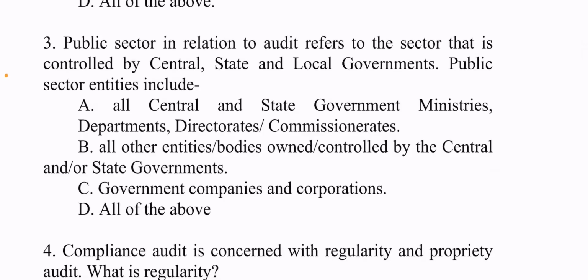Public sector, in relation to audit, refers to the sector that is controlled by central, state and local governments. Public sector entities include, answer D, all of the above. A. All central and state government ministries, departments, directorates, commissionerates. B. All other entities and bodies owned or controlled by the central and state governments. C. Government companies and corporations.